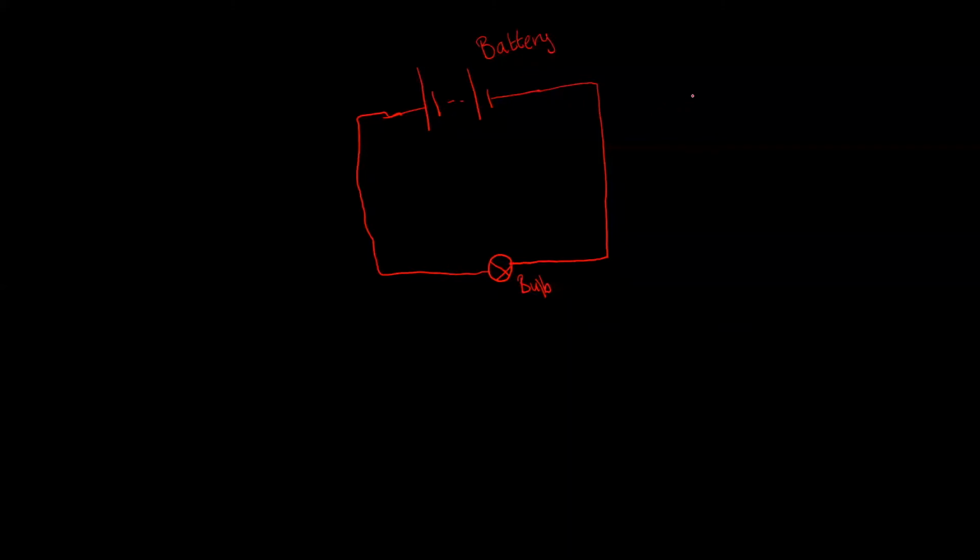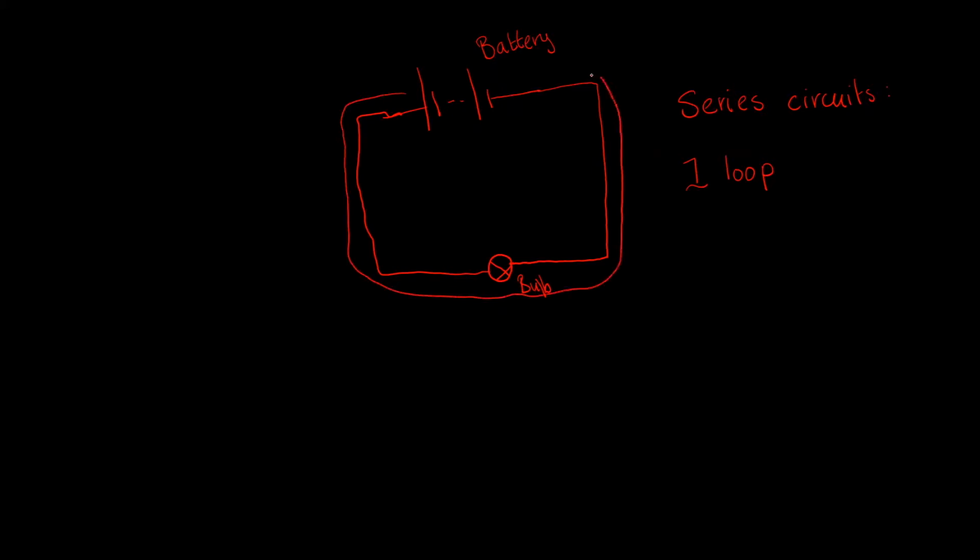Okay, so a series circuit, this is just to demonstrate what a series circuit looks like. I'll draw another one in more detail in a moment. So series circuits have 1 loop. The electricity goes positive to negative, so it flows all the way around. And then it comes back to here. It's just 1 loop, so it's just got a bulb in it.